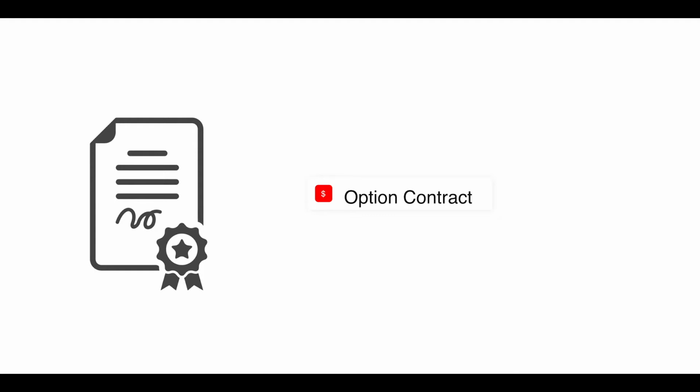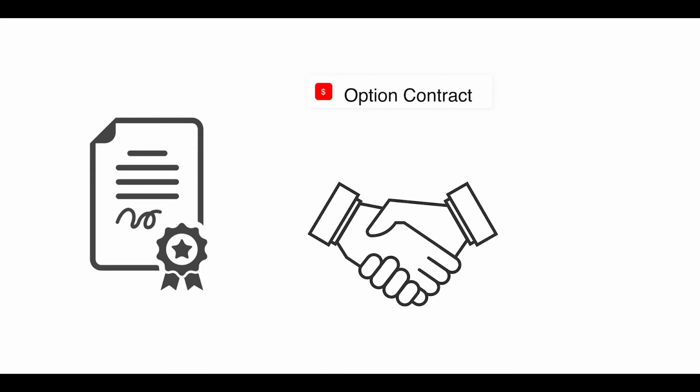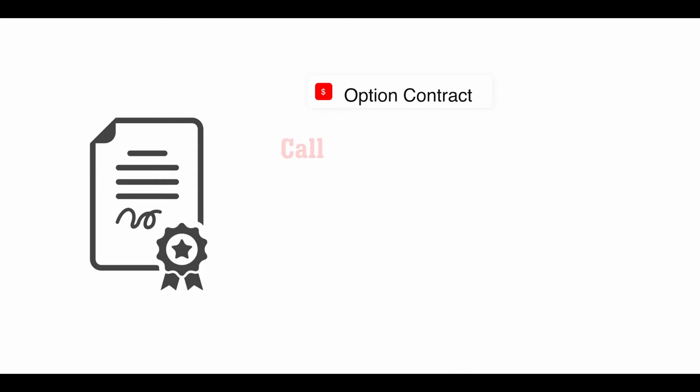An option contract is an agreement between two parties to carry out a stock selling or stock buying transaction at a specific price and within a specified time period. In stocks, there are mainly two types of contracts. One is used for stock buying, which is called call options, and the other is used for stock selling, which is called put options.